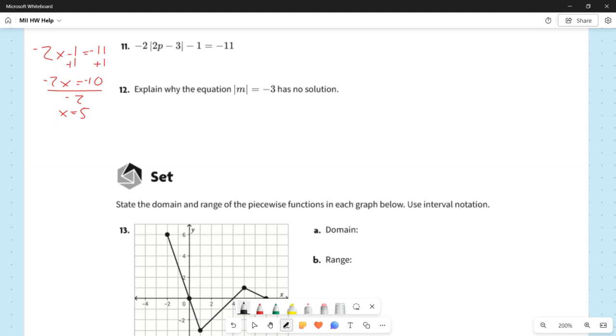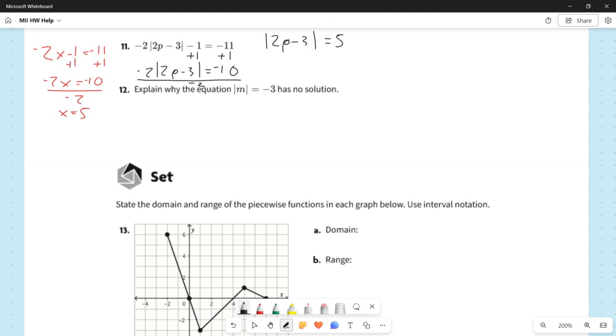So our first thing is we're going to add 1 to both sides. That leaves me with negative 2 times the absolute value of 2p minus 3 equals negative 11 plus 1, which is negative 10. And just like we would have done on the left in red, the next thing is to divide by negative 2, because I have to get rid of that. So on the left, the negative 2's cancel, and I'm left with just the absolute value of 2p minus 3 equals, and on the right, we have negative 10 divided by negative 2, which is positive 5.